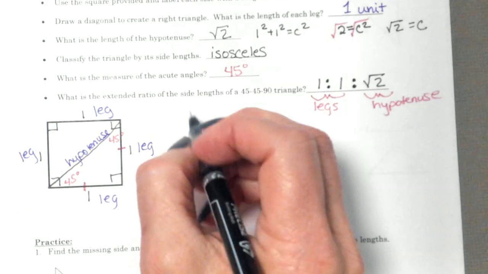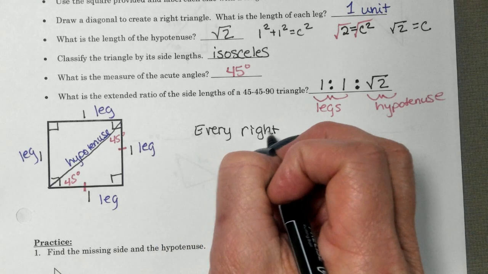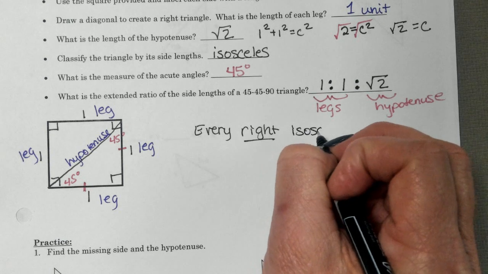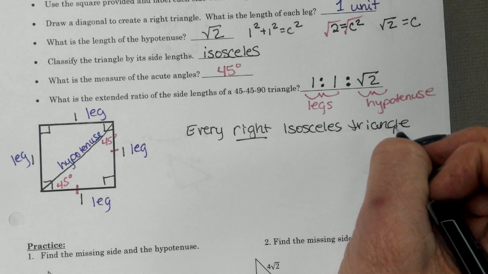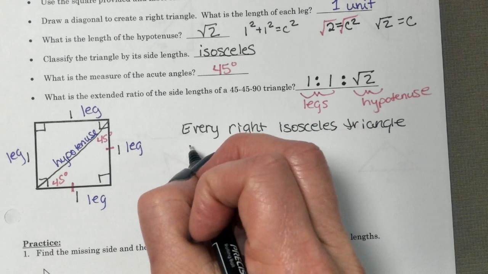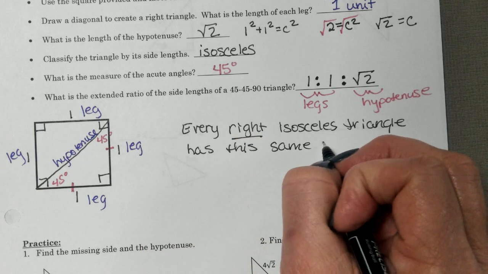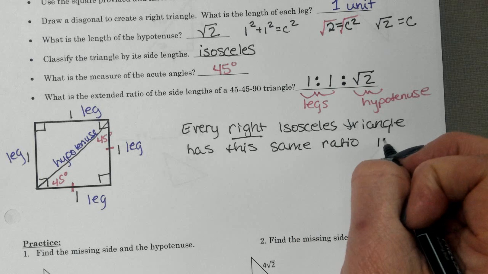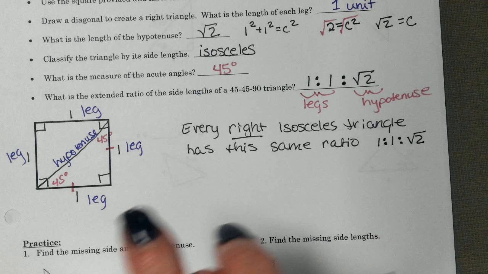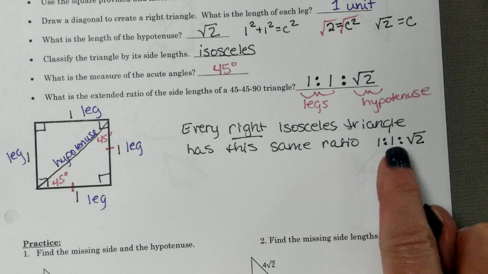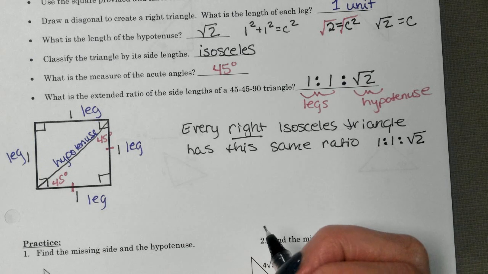So every right isosceles triangle has this same ratio of 1 to 1 to the square root of 2. So, what is that? Why do we care? This is our shortcut, so we don't have to do Pythagorean theorem to find missing side lengths.